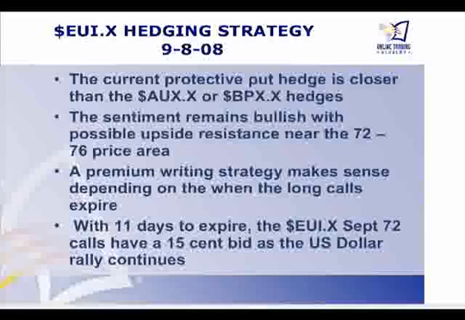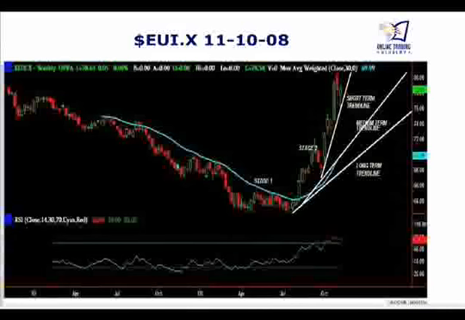And when I did this slide on 9/8, I happened to notice that with just 11 days to expiration, the September 72 calls have a 15-cent bid as the U.S. dollar rally continues. So I'm thinking, okay, so there's still a little bit of premium on these calls, even with 11 days to go. But there you go. Here's our next slide here on 11/10.